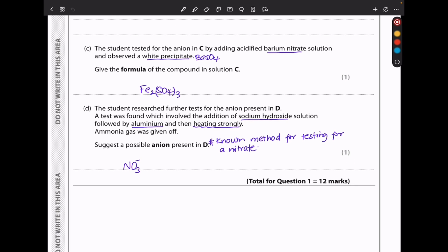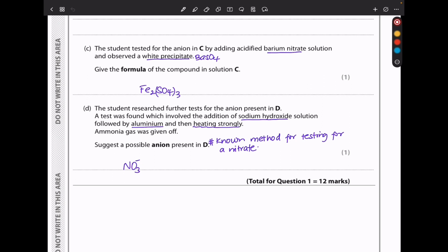And in D, they say the student researched further tests for the anion present in D. A test was found which involved the addition of sodium hydroxide solution followed by aluminium and then heating strongly. Ammonia gas was given off. Suggest a possible anion present in D. The anion present in D is a nitrate.